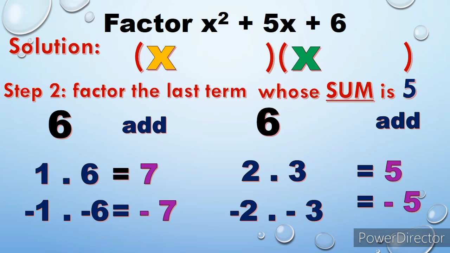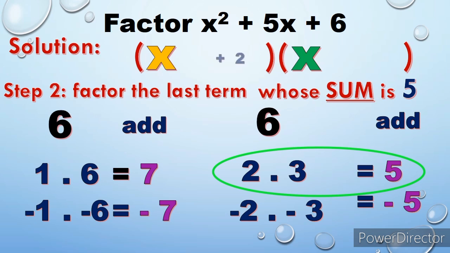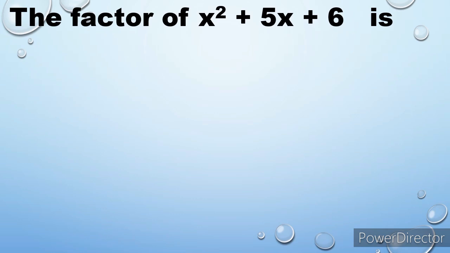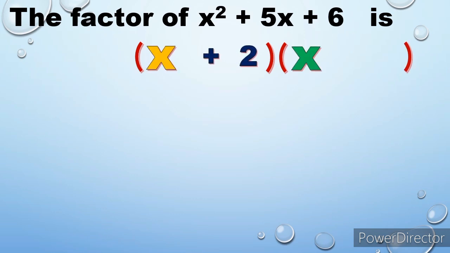Since ang hinahanap natin is yung factor na may sum na positive 5, so that is 2 and 3, which is ang sum is 5. So yun yung gagamitin natin as factor, positive 2 and positive 3. Therefore, the factor of x squared plus 5x plus 6 is x plus 2 times x plus 3.